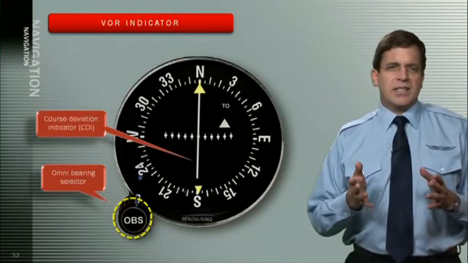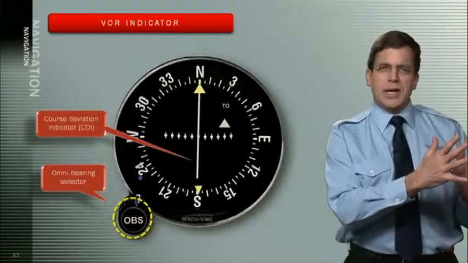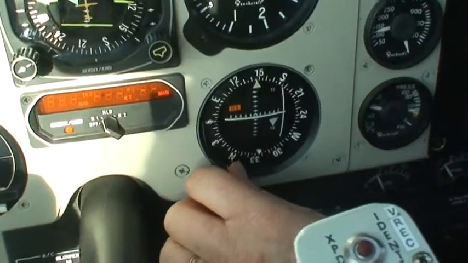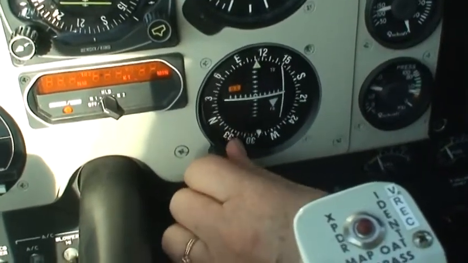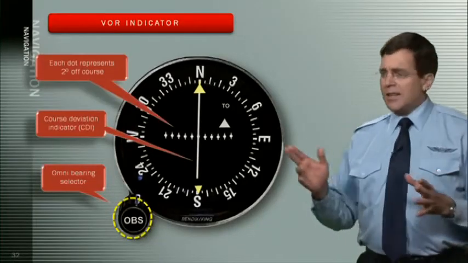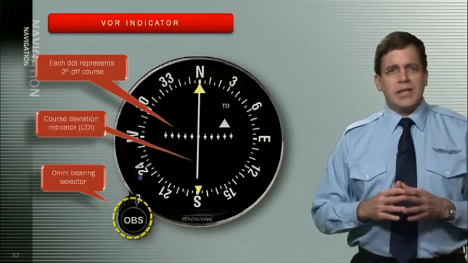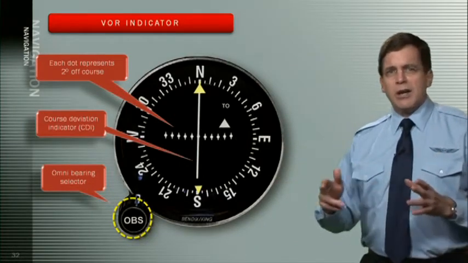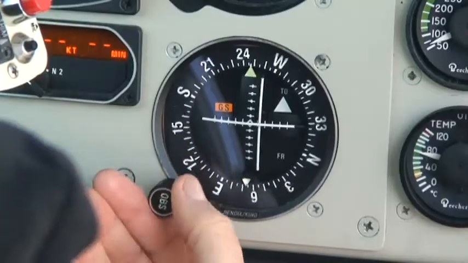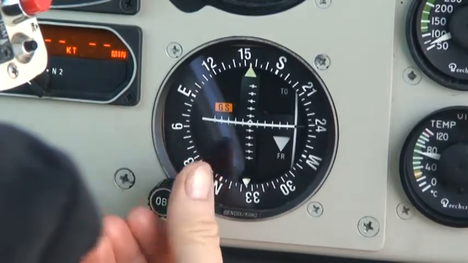If the needle is deflected to the left, you must fly the aircraft to the left to re-intercept the center of the course. And the same holds true if the needle is shifted to the right, then you must fly to the right to re-intercept the course. A series of dots, left and right of the deviation indicator, indicates left and right deviation, with each dot representing 2 degrees of deviation. Another component is the to/from indicator that's shown here.